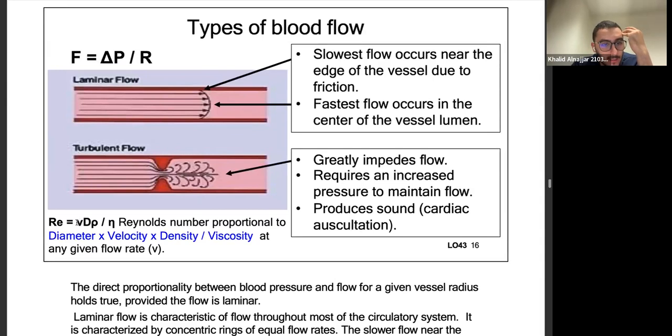Right? In the equation here, V is velocity, D is diameter. This is not a P. I forgot what it is, a Greek letter, but I forgot the name of it, to be honest. But it stands for density.